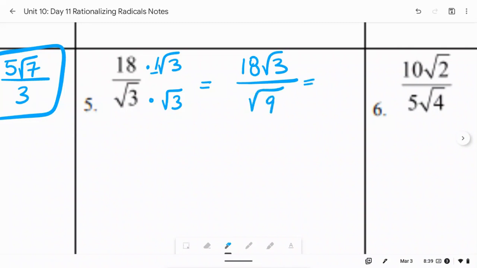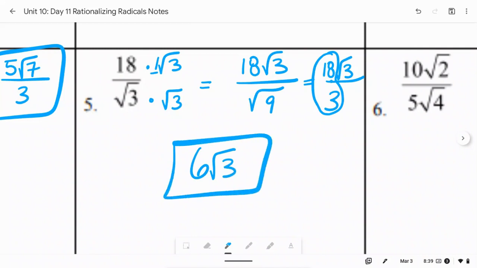Then I notice I can reduce the square root of 9 to just 3. And then in the numerator, I have 18 square root 3. And then I notice I can also reduce now this fraction. 18 over 3 reduces to 6, and then bring down the square root 3. So my final answer for example 5 is just 6 square root 3.